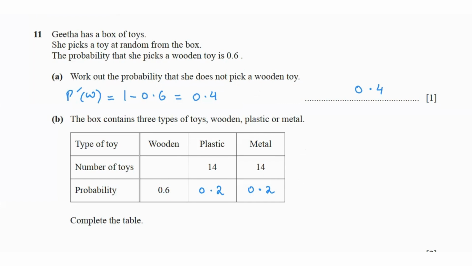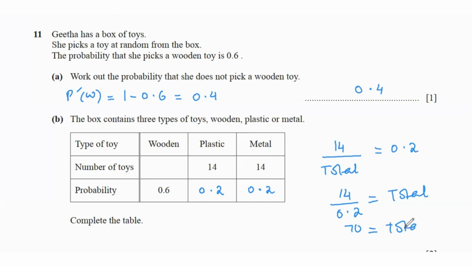Now to find the number of wooden toys, we will find the total number of toys first. We know that 14 divided by the total gives us the probability of 0.2, let's say for the plastic ones. So for the total, we divide 14 by 0.2, and that is going to give us 70. So if the total number of toys is 70, wooden is going to be 70 minus twice 14, and that's equal to 42. So we have 42 wooden toys.